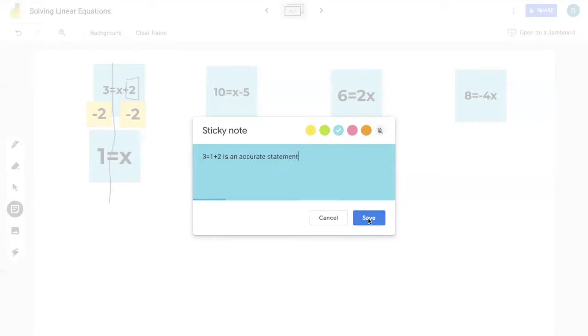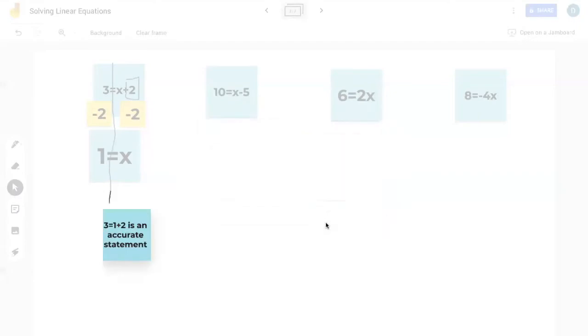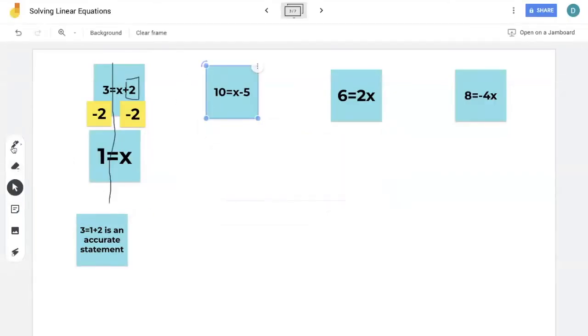So that means we have the correct answer. So that's a good thing. Now let's look at the next example here.